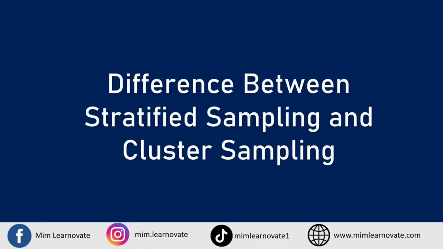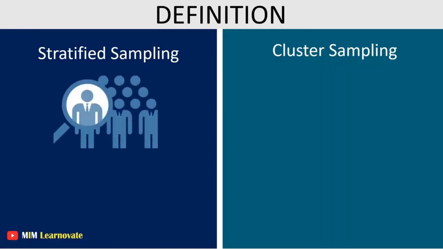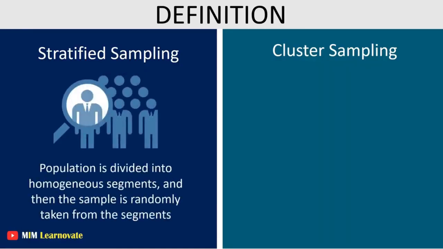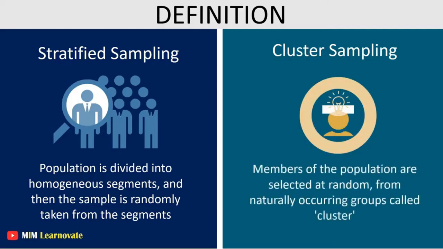Difference between stratified sampling and cluster sampling. Definition. Stratified sampling is one in which the population is divided into homogeneous segments and then the sample is randomly taken from the segments. Whereas cluster sampling refers to a sampling method wherein the members of the population are selected at random from naturally occurring groups called clusters.